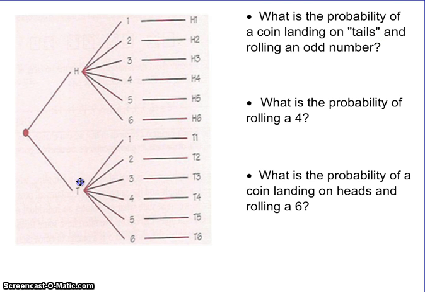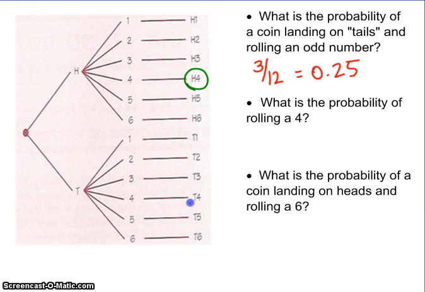So I'm looking at tails and odd numbers. So there are 3 possible choices out of 1, 2, 3, 4, 5, 6, 7, 8, 9, 10, 11, 12. So 3 out of 12 or 0.25. Okay? You must remember that probability is always between 0 and 1, so we're looking at the decimal here, not 25%. All right, what's the probability of rolling a 4?